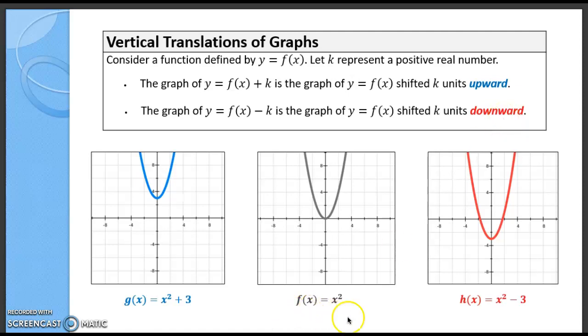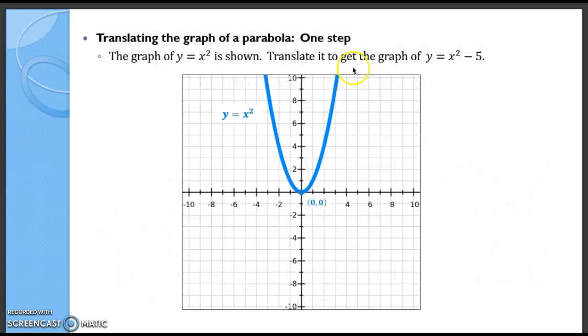Just like this. If our parent graph is x squared, and we subtract 3 from that parent graph, we're going to shift the whole thing down 3. If we add 3 to that parent graph, the whole thing's going to be shifted up 3. So, take a look at this.